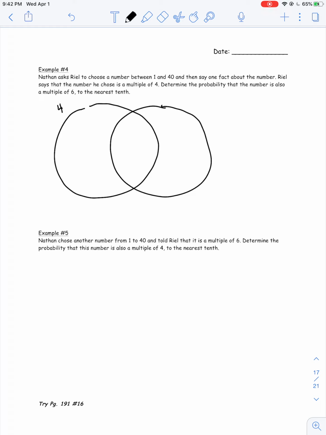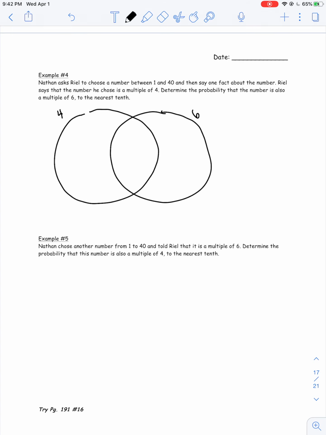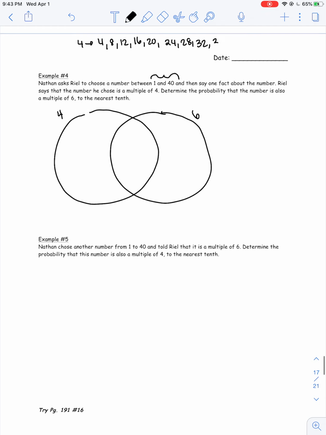Riel says that the number he chose is a multiple of 4, so that's the first event. Determine the probability that the number is also a multiple of 6. So we know 1 to 40. Multiples of 4 would be like this: 4, 8, 12, 16, 20, 24, 28, 32, 36, and then 40. So we need to write out all the multiples. And then for 6, we need to write out the multiples of 6: 6, 12, 18, 24, 30, 36. And so those are them.